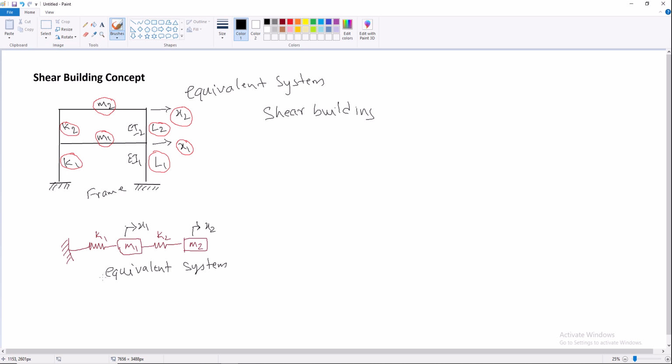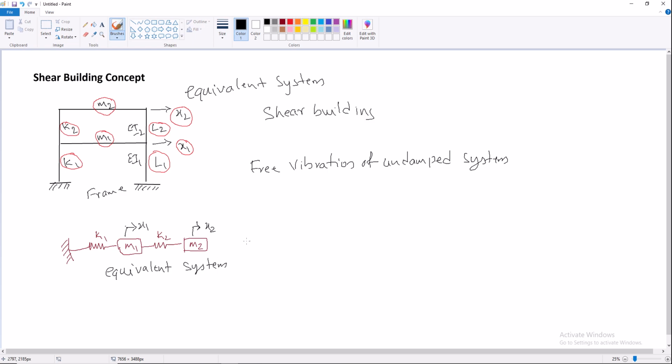So for this equivalent system, I would like to consider the equation of motion. For the shear building, I would like to write the equation of motion for a two-storied building. However the equivalent system is considered, free vibration of the undamped system is referred to here. Free vibration of undamped system.